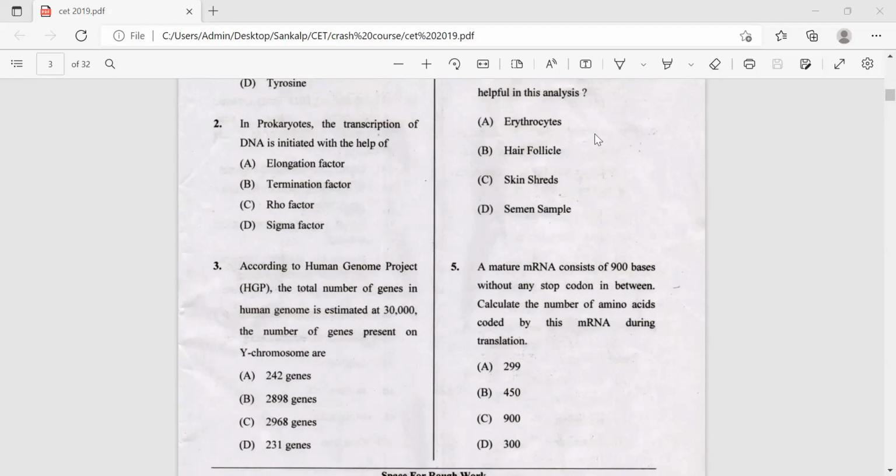Read the question properly and then answer. Take time. What is the question? A mature mRNA consists of 900 bases without any stop codon in between. Calculate the number of amino acids coded by this mRNA during translation.